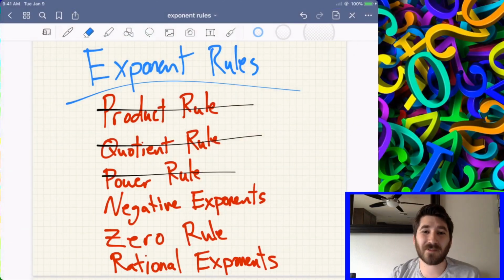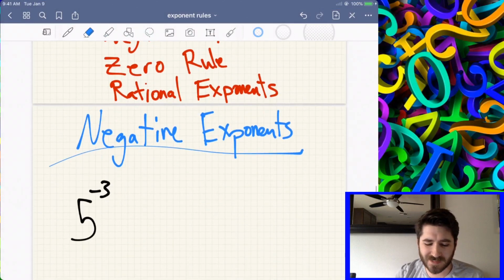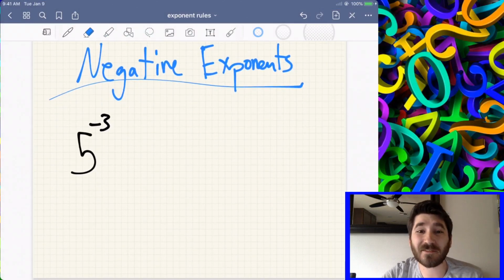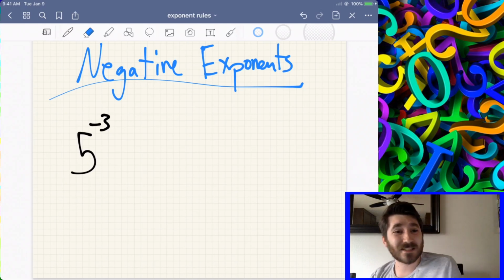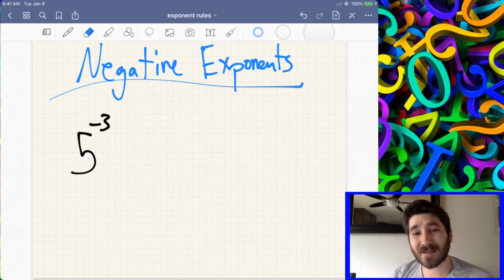And on to our next rule, we'll take a look at negative exponents. Let's take a look at an example. 5 to the power of negative 3. So when we've seen powers before, that exponent represents the amount of times we multiply the base. So how do we multiply 5 negative 3 number of times? We can't. In fact, that doesn't make sense. We can't multiply something a negative amount of times.